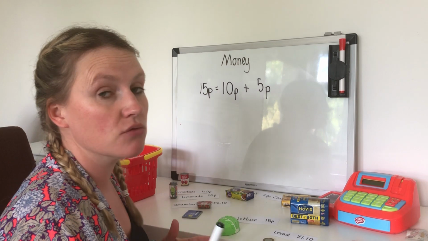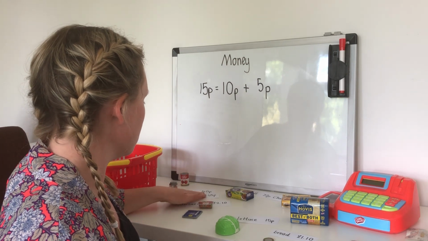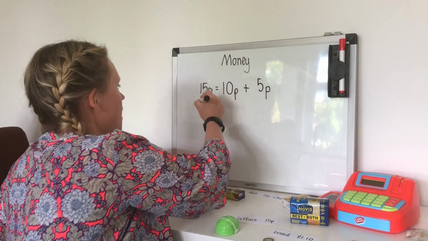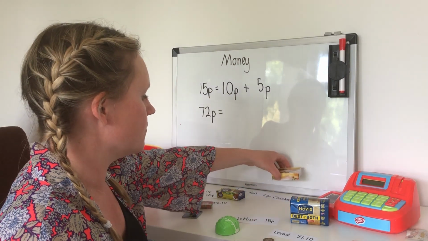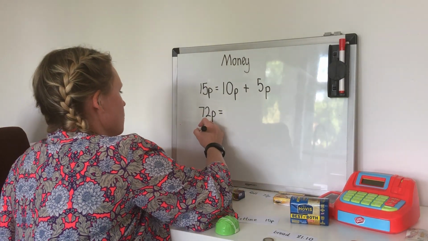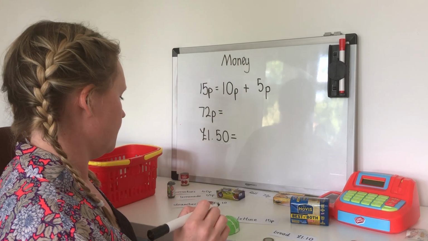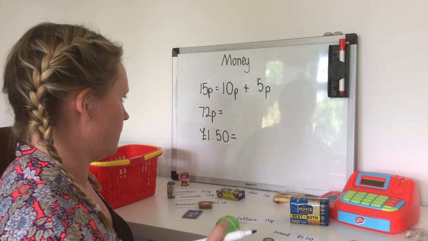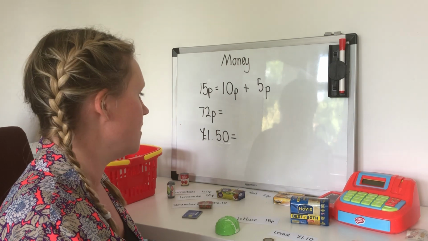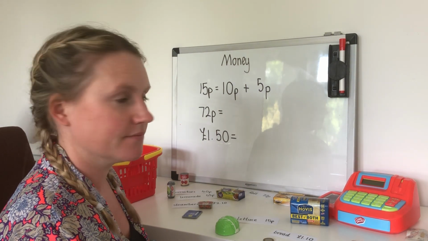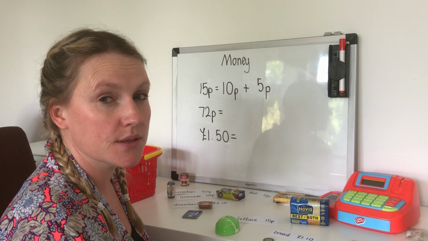Okay, the next 2 I'm going to write on the board, and I want you to try and do without me telling you. So I'm going to buy Arctic roll, which is 72 pence. See if you can have a go at that. And I'm going to buy chicken, which is £1.50. See if you can work out which coins I'd need to pay for something that was 72 pence and £1.50. Press pause if you want a bit of time to work that out.